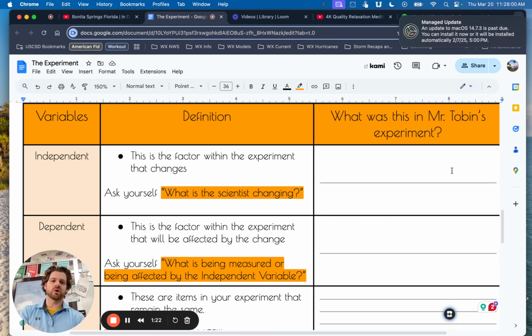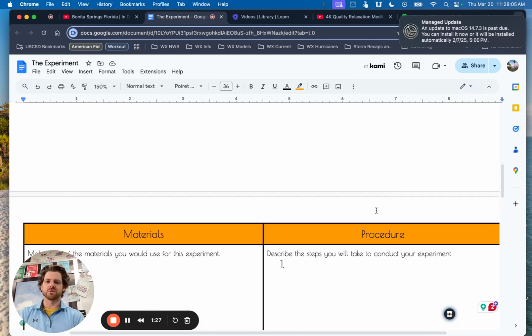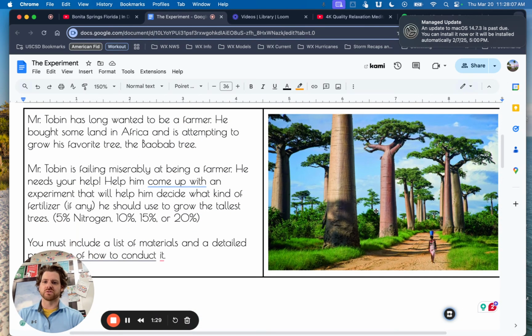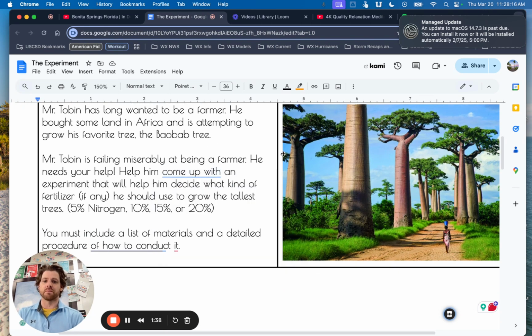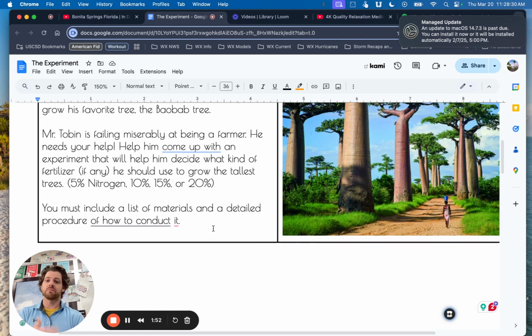For this one, it wants you to use what we'll call Mr. Tobin's experiment, and that experiment is up here. It says, Mr. Tobin has long wanted to be a farmer. He bought some land in Africa and is attempting to grow his favorite tree, the baobab tree. Mr. Tobin is failing miserably at being a farmer, and he needs your help. Help him come up with an experiment that will help him decide what kind of fertilizer, if any, he should use to grow the tallest trees. So we're going to use either 5% nitrogen, 10% nitrogen, 15% nitrogen, or 20% nitrogen. You must include a list of materials and detailed procedure on how to conduct it.